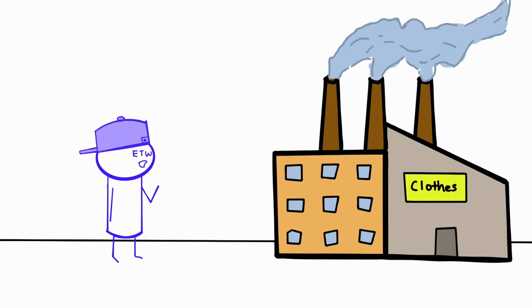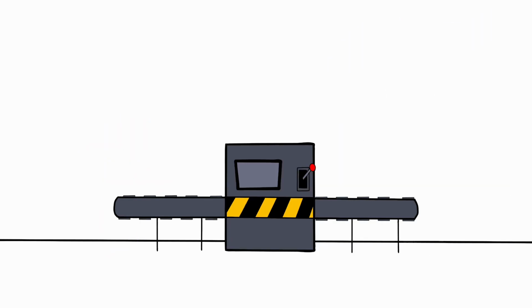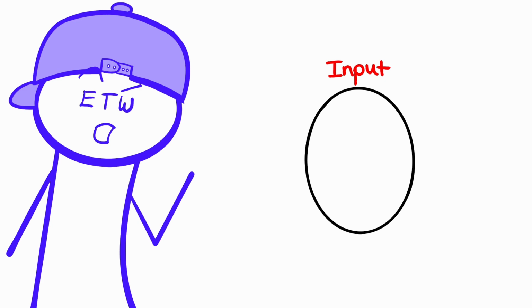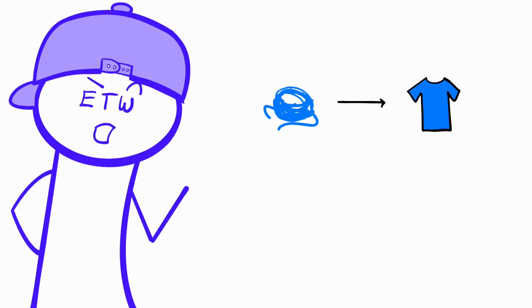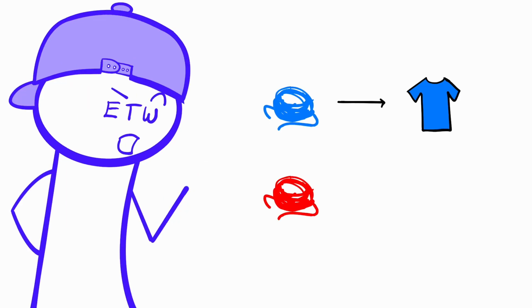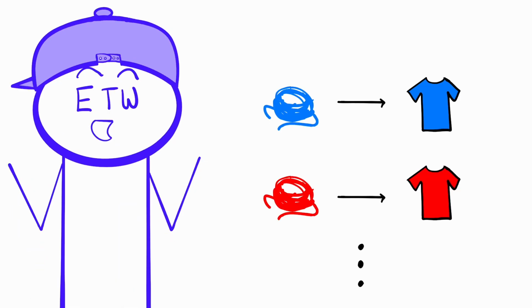You know how there are clothing factories with like a whole bunch of machines? Let's imagine that you have one machine, and its main function is to take some string and make it into a shirt. Let's say we have 5 different strings: red, blue, yellow, purple, and orange. If I want a blue shirt, I have to give it a blue string. Red string should give me a red shirt, and so on.